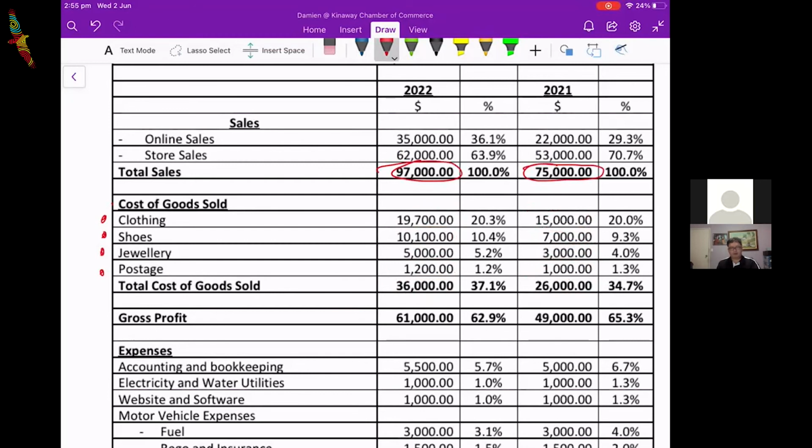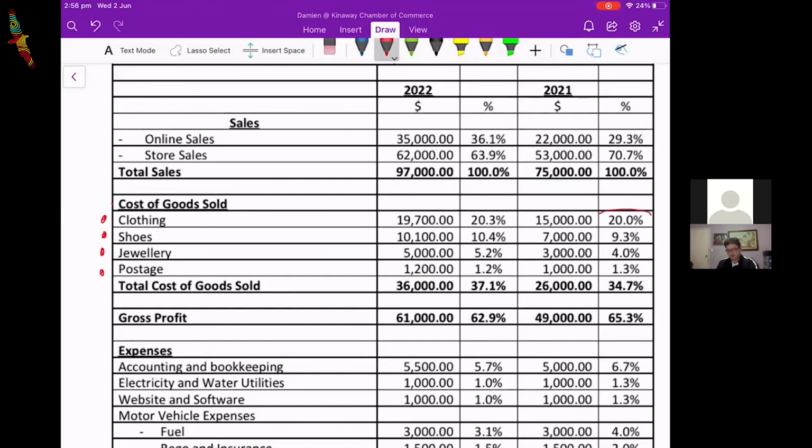So our total sales have gone from $75,000 to $97,000, and our total cost of goods sold has gone from $26,000 to $36,000. We would expect in this scenario, because we're selling goods, that the cost of the goods sold would also increase with the increase in total sales. That makes perfect sense. But let's have a closer look at the common size income statement. Let's look at the percentages.